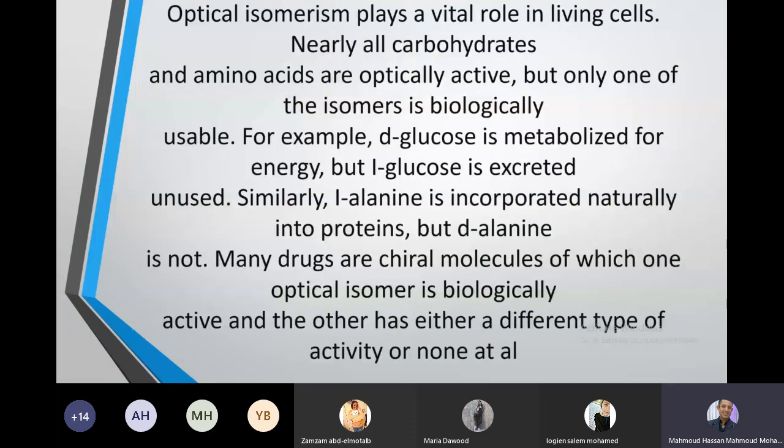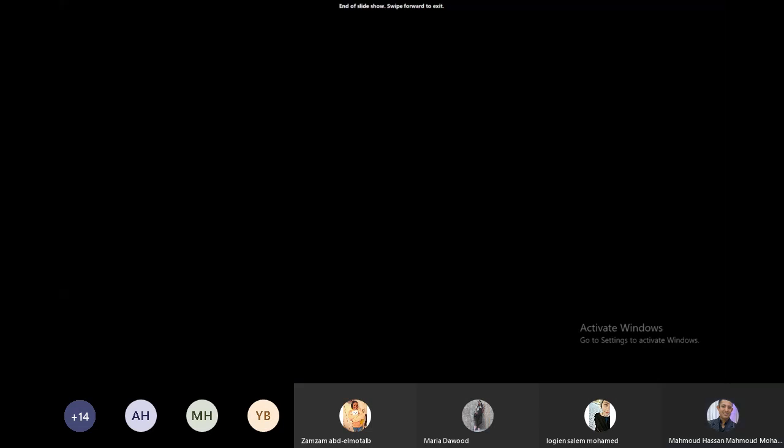It said, as I told you, that D-glucose is used to liberate the energy and for metabolism inside your body, but L-glucose is excreted outside the body, unused. And in another type, we find L-alanine is incorporated naturally in the protein, but D-alanine is not used. Sometimes when we find the chiral atom, it may be used, or not used.